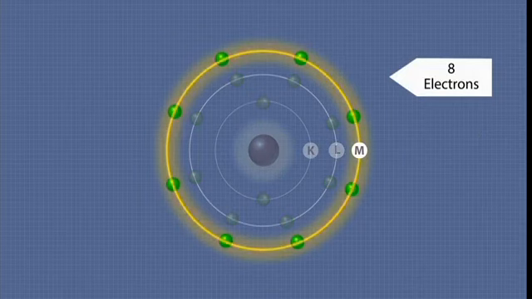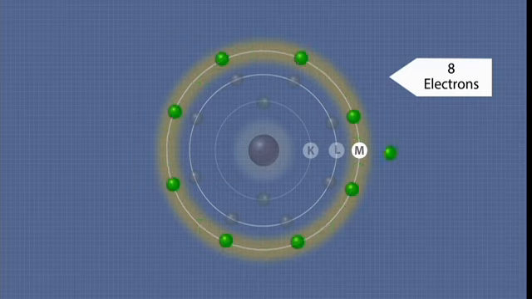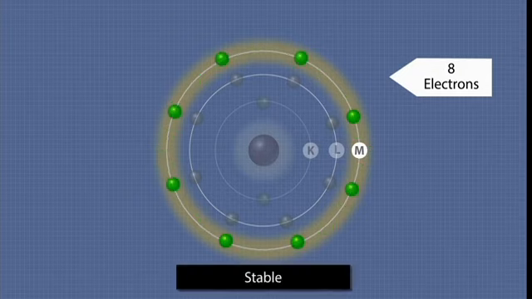Generally, the outermost shell of an atom can have a maximum of 8 electrons only, even though it has the capacity to accommodate 18 electrons. This is due to the fact that having 8 electrons in the outermost shell makes an atom stable.